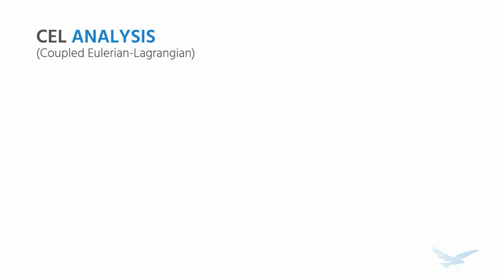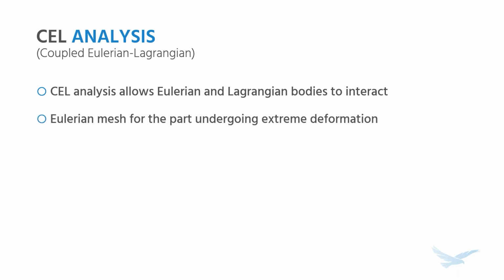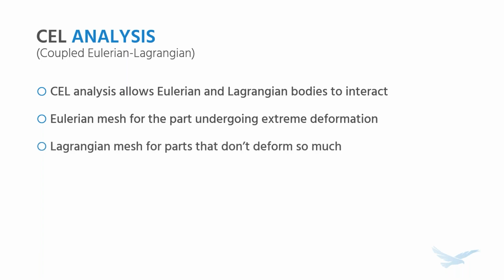Here, we are not going to try to combine the two techniques on one part. Instead, we're going to have some pure Eulerian mesh parts, and some pure Lagrangian mesh parts, and then we're going to let those interact with each other. We're going to use the Eulerian option for the parts that are undergoing a lot of deformation, and for the parts that aren't deforming so much, we'll use our regular Lagrangian mesh.